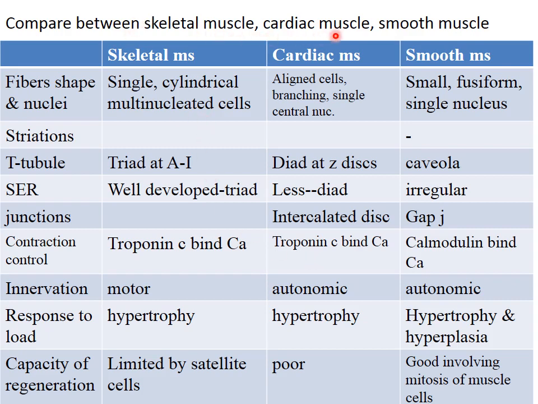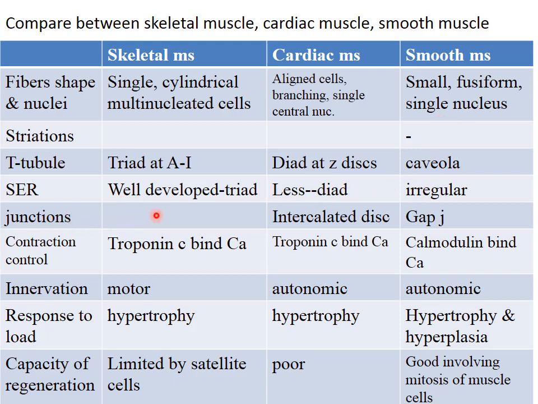Compare between skeletal muscle, cardiac muscle, smooth muscle. Skeletal muscles: fibrous shape and nuclei, cylindrical, multinucleated cells. Cardiac muscle: aligned cells, branching, single central nucleus. Smooth muscle: small, fusiform, single nucleus. Striation: smooth muscle unstriated, cardiac and skeletal muscle striated. T-tubules: skeletal muscle at the A-I band, cardiac muscle at the Z disc, smooth muscle has caveolae. Smooth endoplasmic reticulum: well developed in skeletal muscle, less developed in cardiac muscle, irregular in smooth muscle.